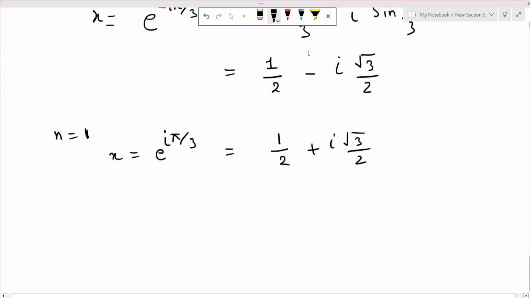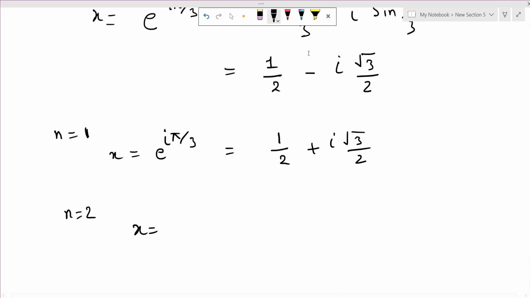At n equal to 2, what is this? 2n minus 1. So basically 2 times 2 is 4, minus 1 is 3. So e to the power i pi, right? So what is this? Cos pi plus i sin pi. Cos pi is minus 1 and sin pi is 0. So this is minus 1. So these are the three roots.